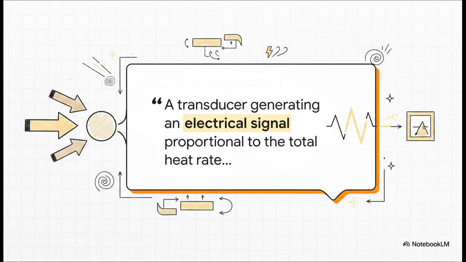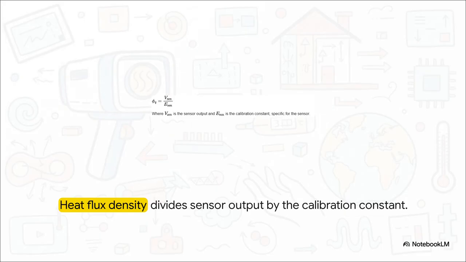It measures the dynamic transfer of thermal energy, whether we're talking convection, conduction, or radiation, as it passes through a specific area. Basically, it tells you not just how hot a thing is, but how intensely that heat energy is actively moving. Now, what's really interesting about this is the math.